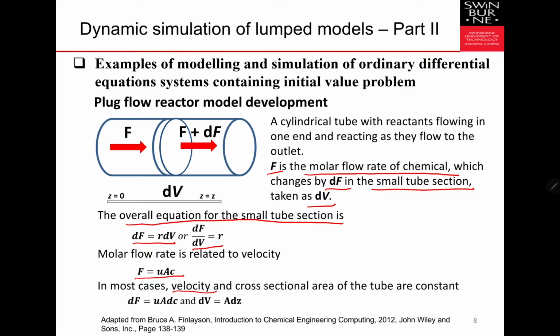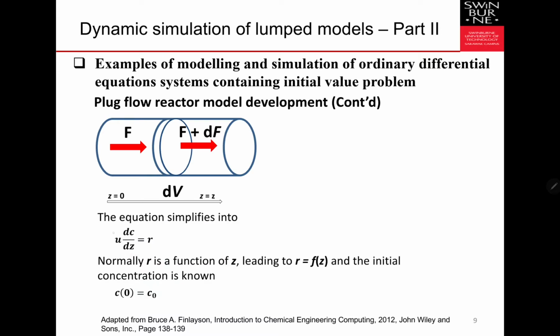Okay, in most cases, velocity and cross-sectional area of the tube are constant. So we can define it as this, and thus the dV is also equal to A dz. As a result, this will simplify into U multiplied by dC over dz equal to R. Okay, the problem is called the initial value problem because the initial concentration at z equals 0 is known. Note that in this particular problem, instead of using time, we are using axial distance from the inlet, or z, as the independent variable.